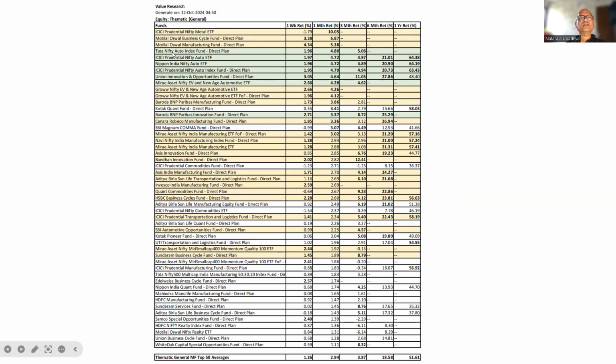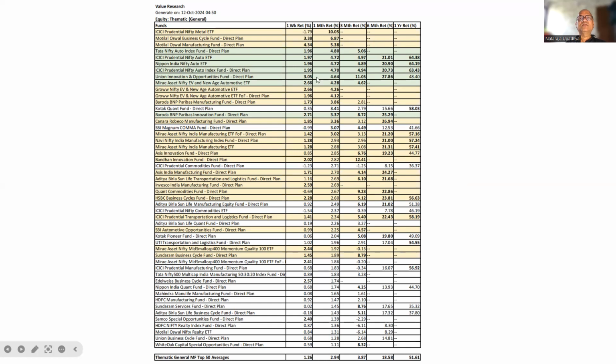Among these, the green ones are Tata Nifty Auto Index Fund, ICICI Prudential Nifty Auto ETF, Nippon India Nifty Auto ETF, ICICI Prudential Nifty Auto Index Fund, Union Innovation and Opportunities Fund, Mirae Asset Nifty EV and New Age Automotive ETF, Baroda BNP Paribas Innovation Fund. Some among the green are above 60% return annually: ICICI Prudential Nifty Auto ETF, Nippon India Nifty Auto ETF, ICICI Prudential Nifty Auto Index Fund. So apparently they are still investment worthy from that perspective.